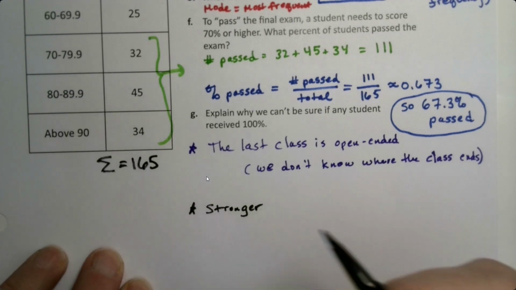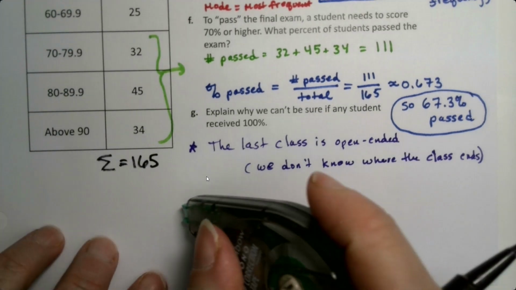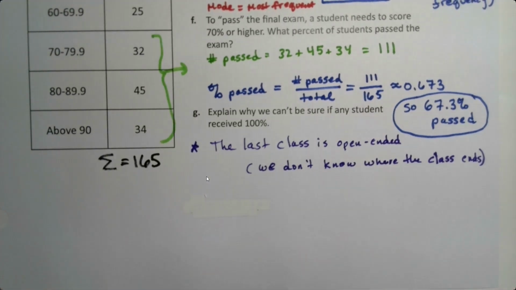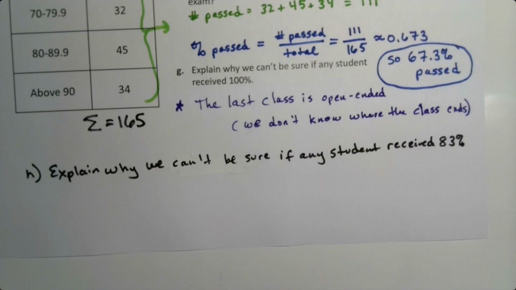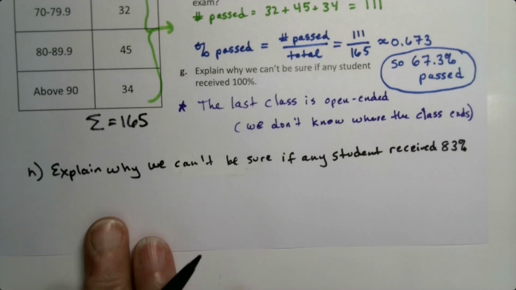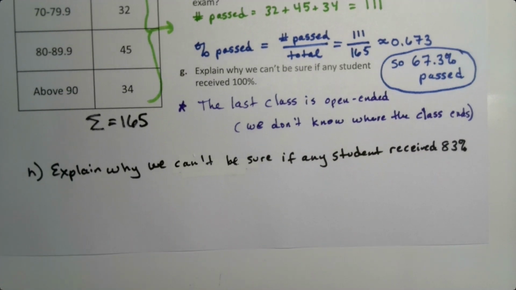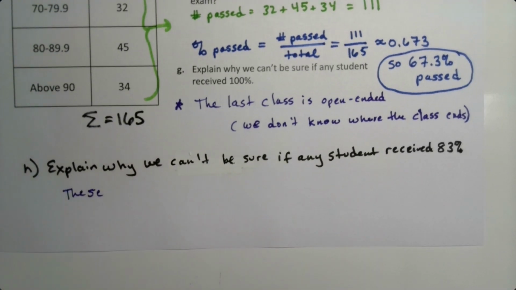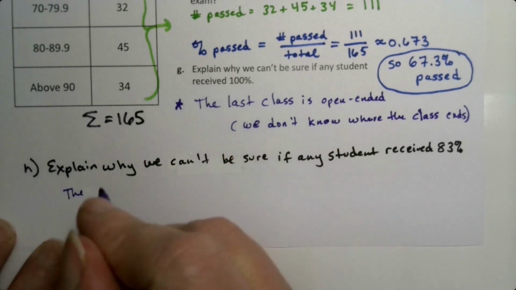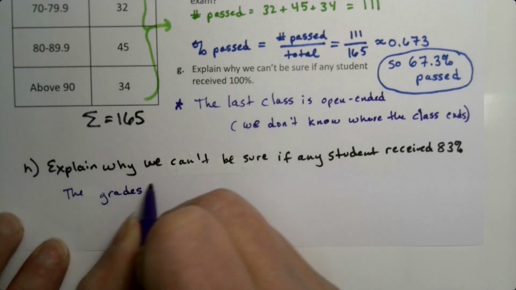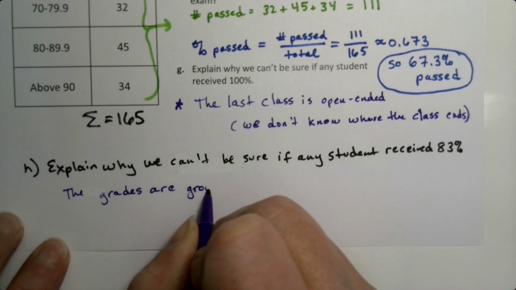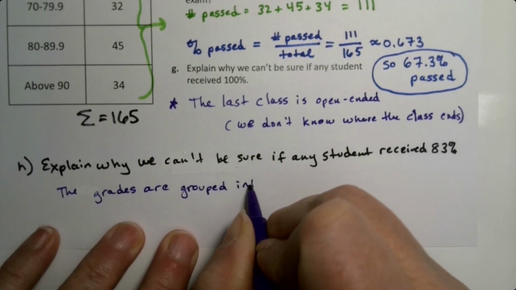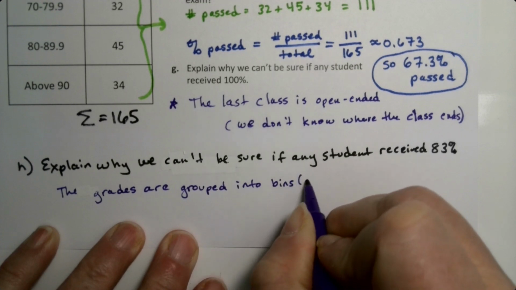I could have said, here, I'll make this an H. Let me write this out. There, I'll add that in for future. So explain why we can't be sure if any student received 83%. And I just picked 83 out of a hat. It doesn't matter. And it's because the classes are binned, right? These are classes. The grades are grouped into bins, aka classes.